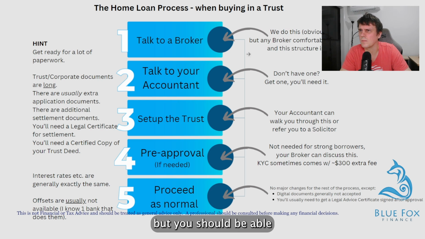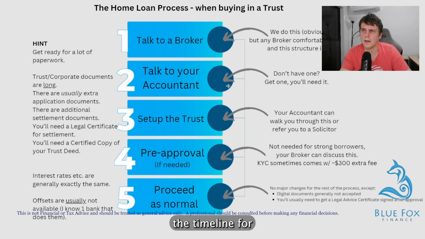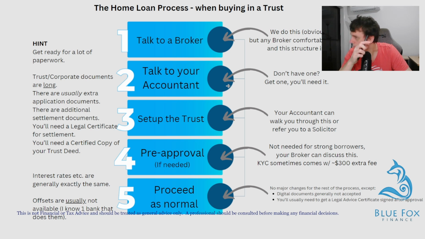Not everybody does it, but you should be able to figure out pretty quickly if they have done it before. Talk to your accountant. As I said, some people don't have an accountant, so you do need to find one. You want to have a meeting. You want to talk about what you're trying to achieve, talk about the pros and cons of different trust setups, and then figure out a plan from there, and then go through the fees and the timeline for actually getting that trust set up.